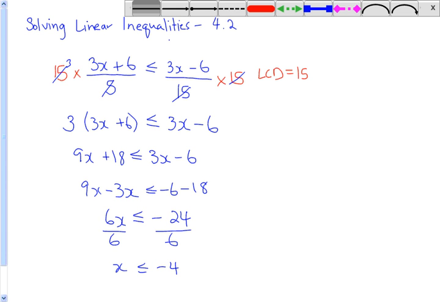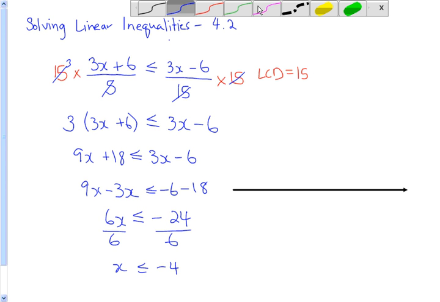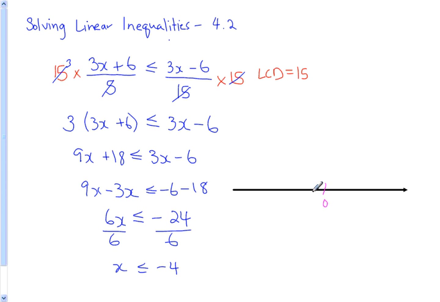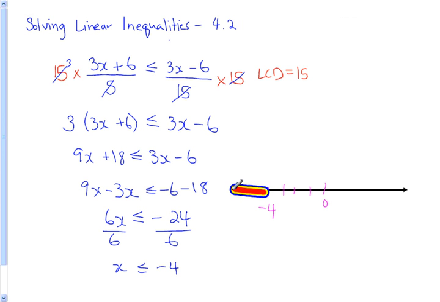So now, if I go ahead and draw this on a number line, here's my 0, and then I've got negative 1, negative 2, negative 3, and negative 4. It's less than or equal to negative 4, so I'm looking to the left of negative 4, so I can draw my little arrow here. But it's less than or equal to, so that means at negative 4 I draw a closed circle, and that's what this inequality would look like on the number line.